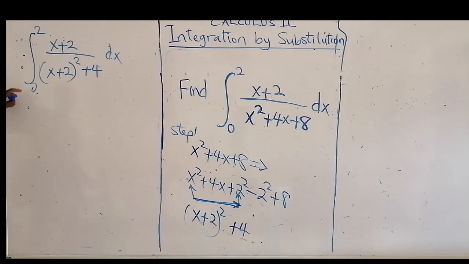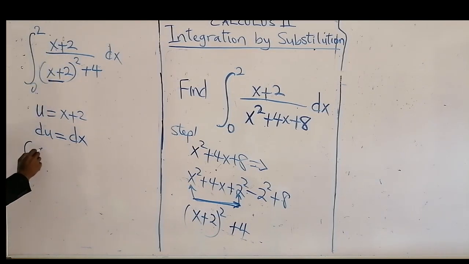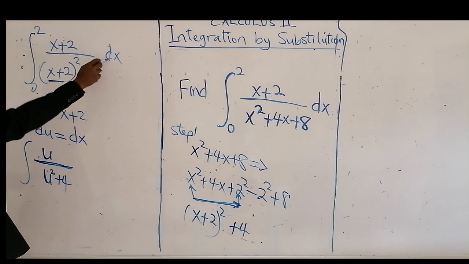So we now have the integral of x plus 2 all over x plus 2 squared plus 4 dx. What can we do now? You can see that the inner function here and these are the same thing. We can substitute that expression and differentiate with respect to x. So the integral will now become u over u squared plus 4 du.